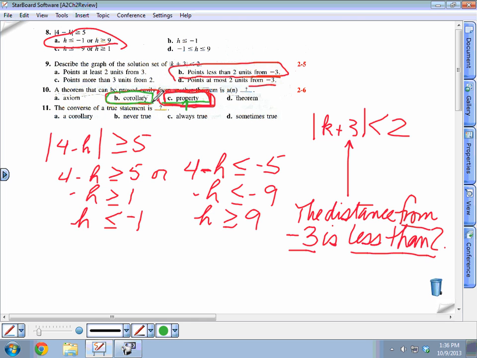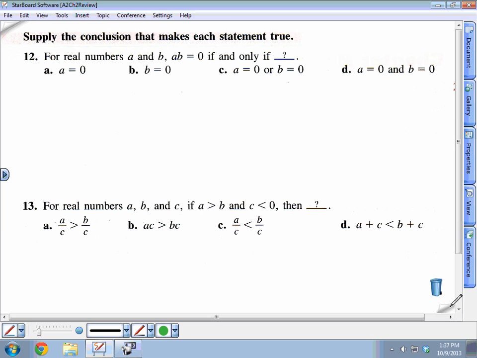So, Jared, you're right. Sometimes the converse is true, not always. Remember, sometimes. And what happens if it's true? What do we call it? You remember? What is it if the converse and the statement are both true? It's a biconditional, right? Who doesn't know that kind of stuff?